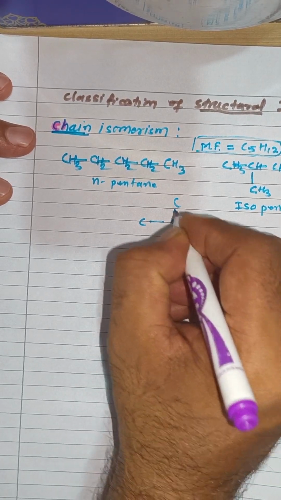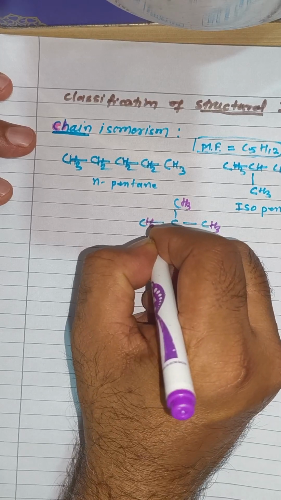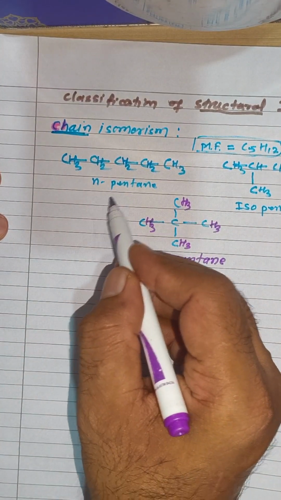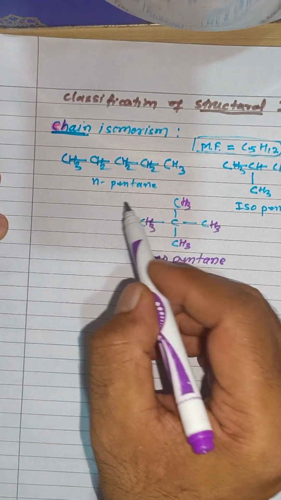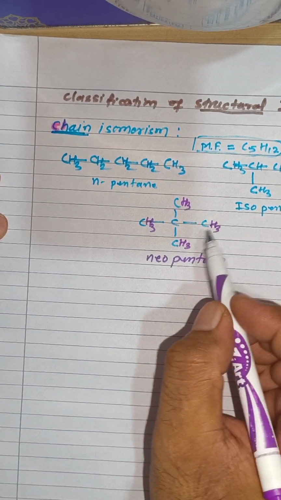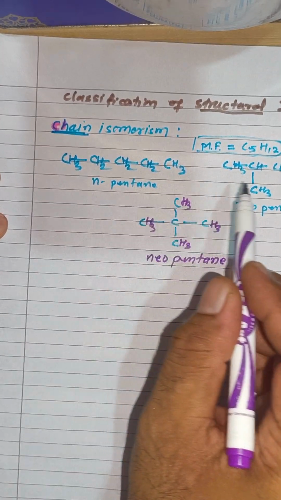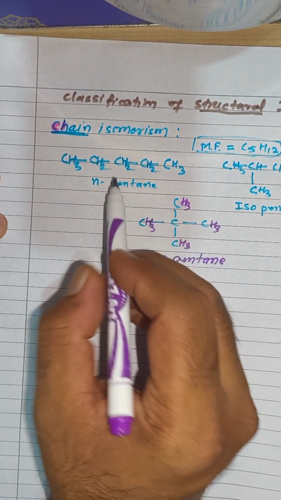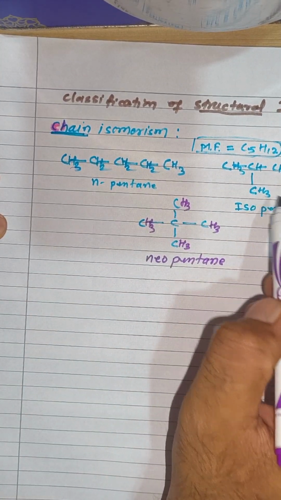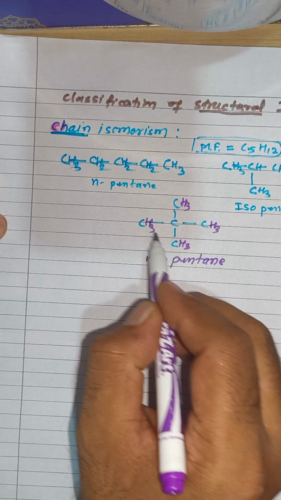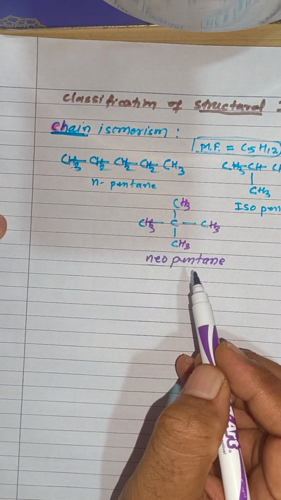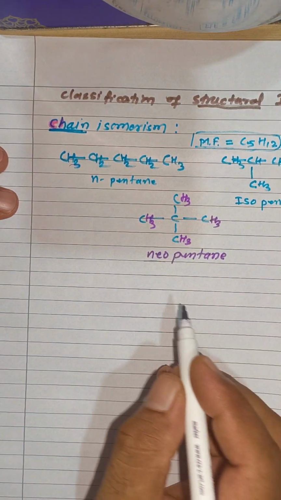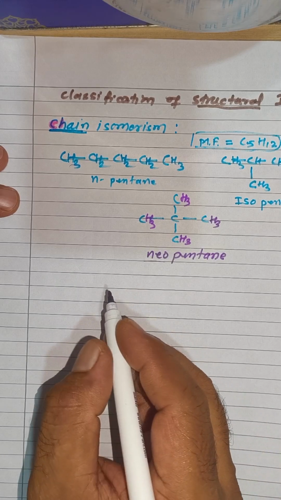Here there is a methyl group, here a methyl group, here a methyl group, here a methyl group. These are the isomers. All of them have the same molecular formula but their structures are different. In what way? Their chain is different. Here is the straight chain, here a branched chain we call isopentane, and here again a branched chain called neopentane.